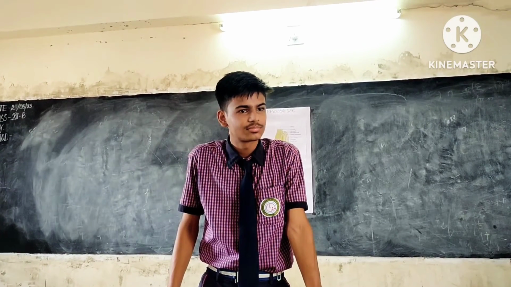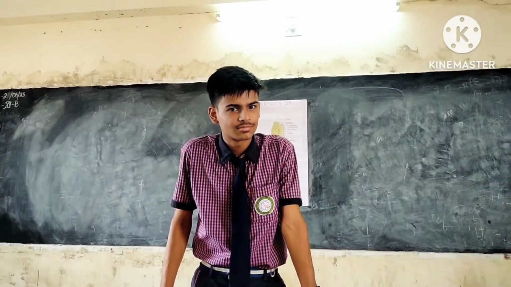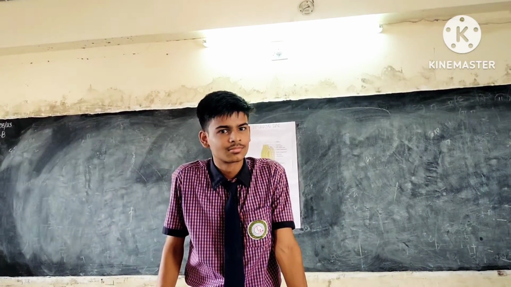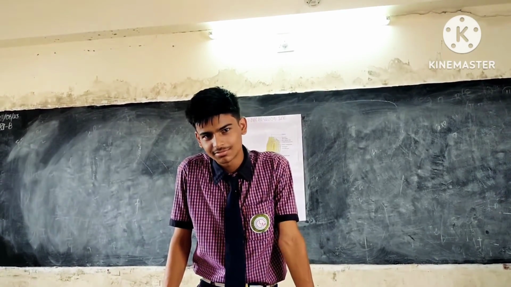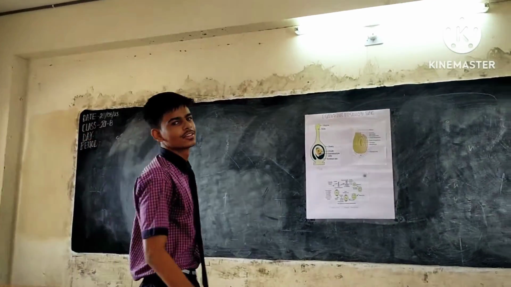The male gamete which fuses with the polar nuclei, that fusion is known as what? That leads to fusion of 3 nuclei. That is why it is also known as triple fusion. Very good. Then why is it known as double fertilization?